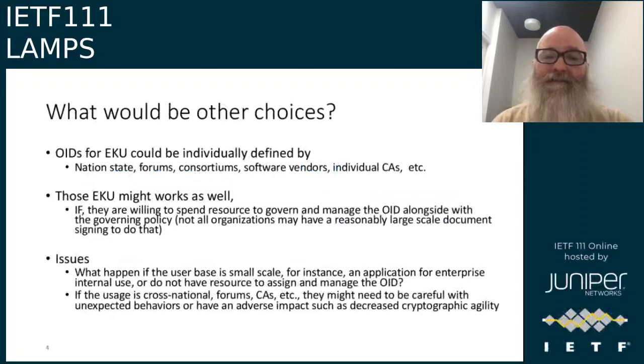So what are our choices? Well, we could let OIDs be individually defined by whoever: nation, state, forum, consortia, software vendors, individuals, etc. Those might work well, but it's a lot of effort to get them defined and used and implemented and understood elsewhere. So really the idea is that we'd like to have one generic place where it's defined, and that would be in the IETF.